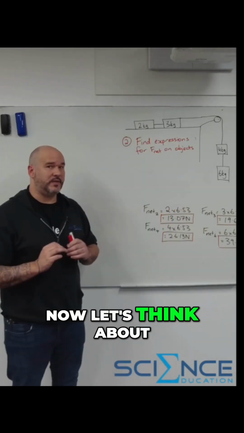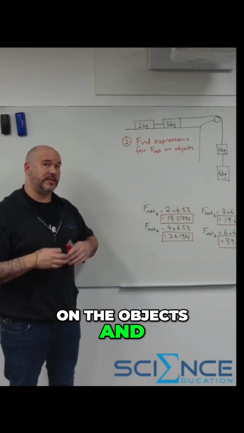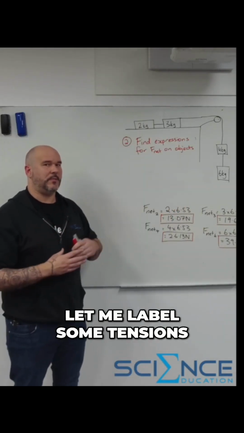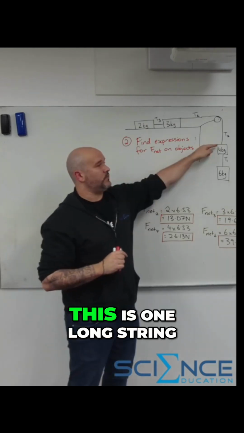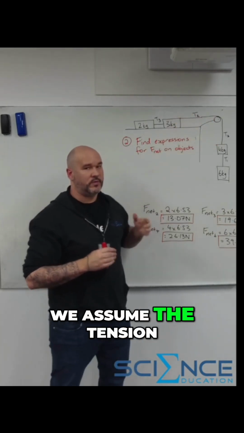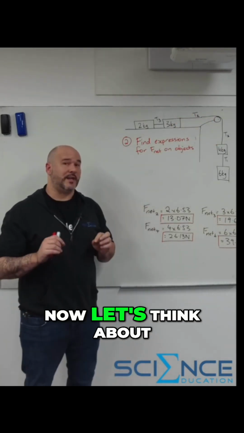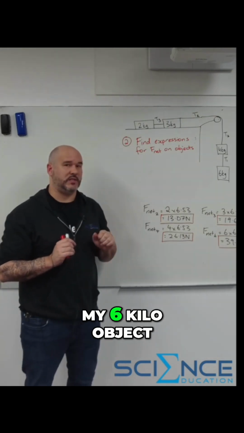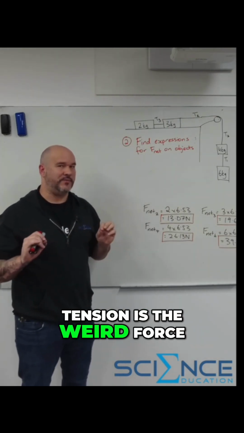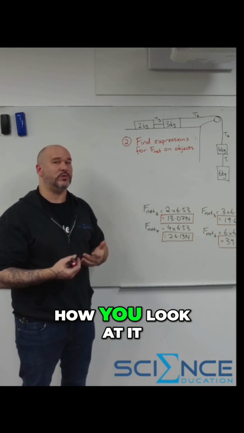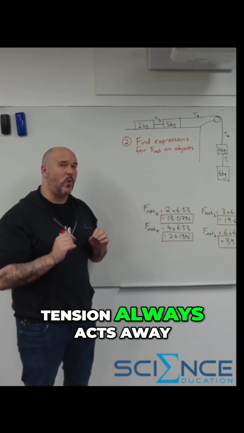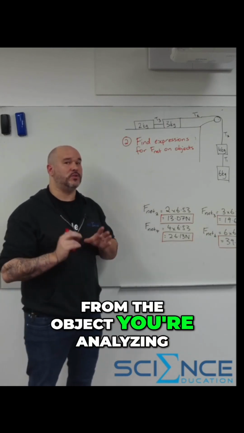Now let's think about the individual forces acting on the objects and come up with expressions for net force. Let me label some tensions. Pro tip, this is one long string. We assume that tension is uniform in a long string. Now let's think about the forces acting on my 6 kilo object. Remember, tension is the weird force. It's the one that changes direction depending on how you look at it. But just remember, tension always acts away from the object you're analyzing.